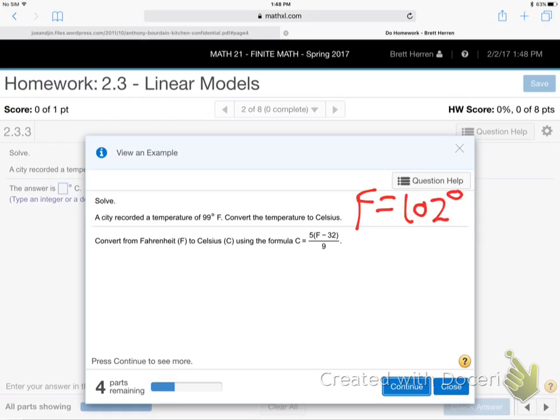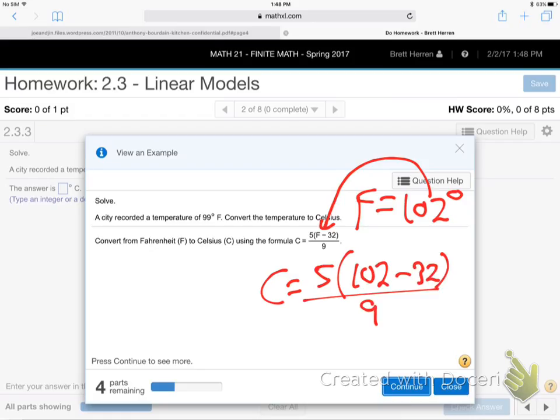That's Fresno in July, right? 102 degrees. So we're supposed to take that F and just plug it in. It's another plug-in. Once you have this formula anyway, it's just another plug-in. So C is 5 times 102 minus 32 over 9, like that. And what is that? Well, I guess you can just hit the buttons. 70. Somebody got that? 5 times 70 over 9.